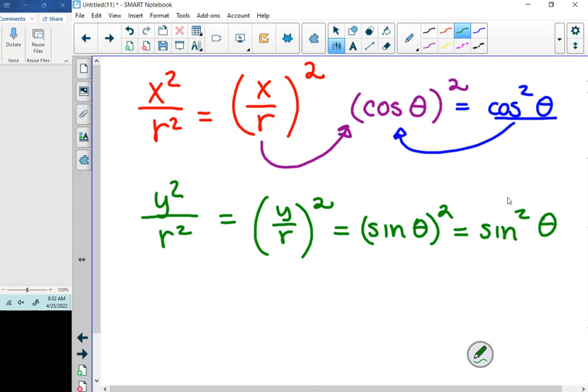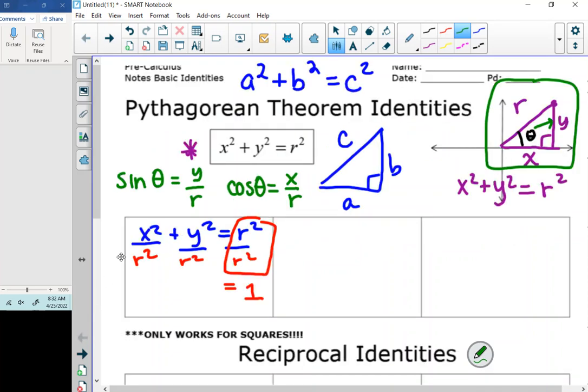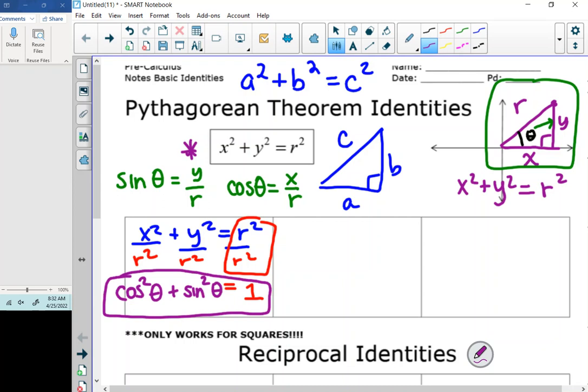So the bottom line is, when we look at all these different combinations of x's and y's and r's, and we move things around and rewrite them and re-represent them in a different way, the x squared plus y squared equals r squared relationship can be transformed into the cosine squared of an angle plus the sine squared of the same angle is always going to equal 1.